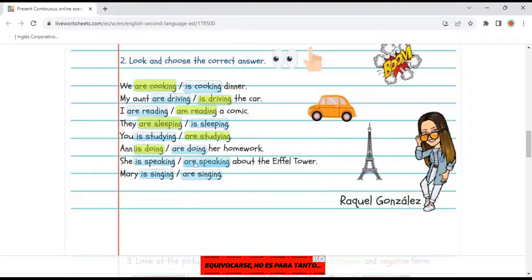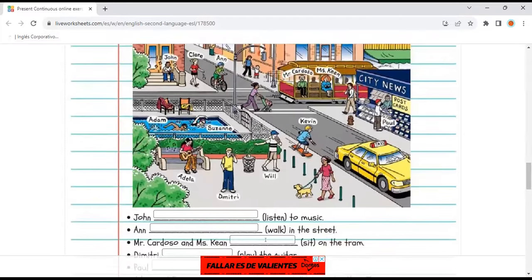En ahí donde dice estoy, ¿verdad? Sí, estoy. We are speaking about the exam. En el siguiente, she is speaking about the Eiffel Tower. Mary is single. No sé cómo dice. Mary is single. Aquí está. Aquí está bien.